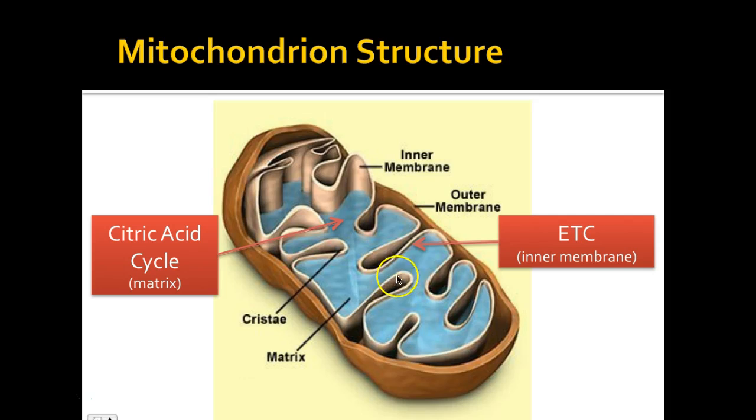In the inside, you have the mitochondrial matrix. So the mitochondrial matrix is going to contain the enzymes and the materials required for the citric acid cycle, or the Krebs cycle, as you may also know it as.